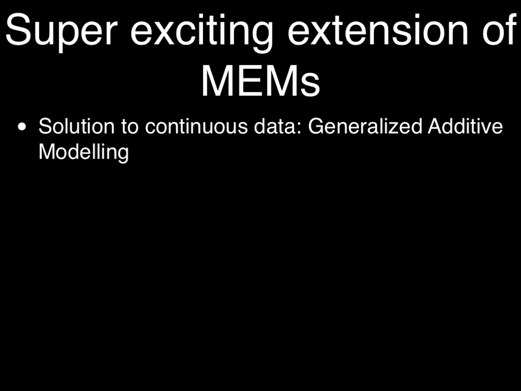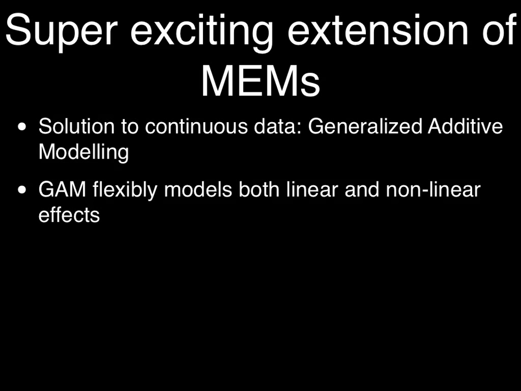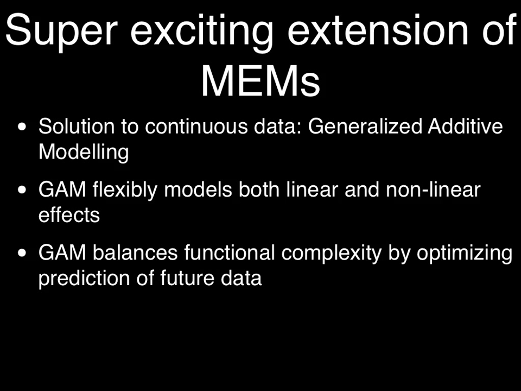And generalized additive modeling can be applied in the context of mixed effects modeling. So the idea of generalized additive modeling is that it's able to flexibly model both linear and nonlinear effects. And specifically, it balances the functional complexity of whatever function it's trying to fit through the data by optimizing prediction of future data, which is fundamentally what we're trying to do in science in terms of our inference. We're trying to make sure that our models can predict new data. They don't just very well fit current data.